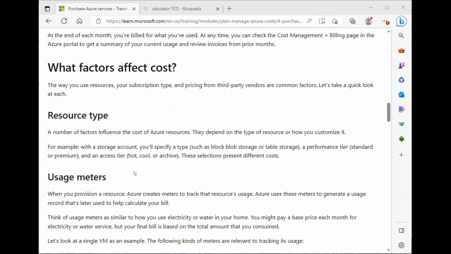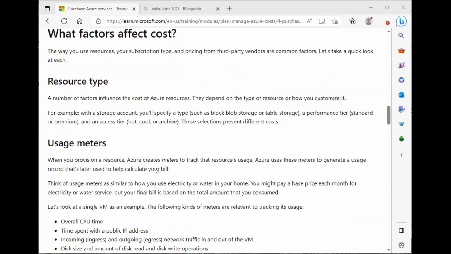Okay, another factor is usage meters. When you provision a resource, Azure creates meters to track that resource's usage. Azure uses these meters to generate a usage record that's later used to help calculate your bill. Think of usage meters as similar to how you use electricity or water in your home. You might pay a base price each month for electricity or water service, but your final bill is based on the total amount that you consumed.